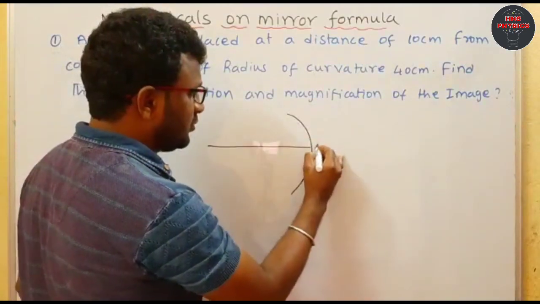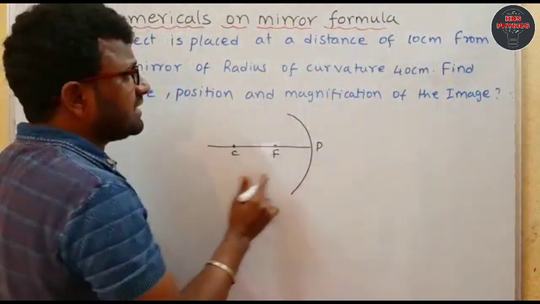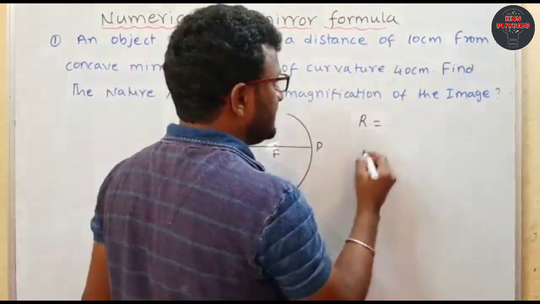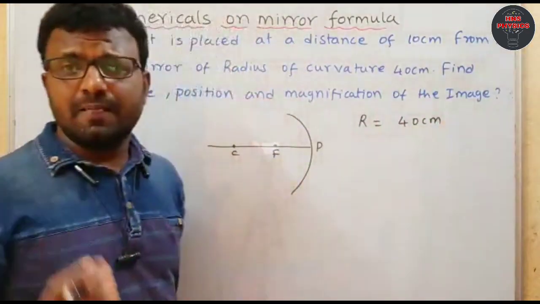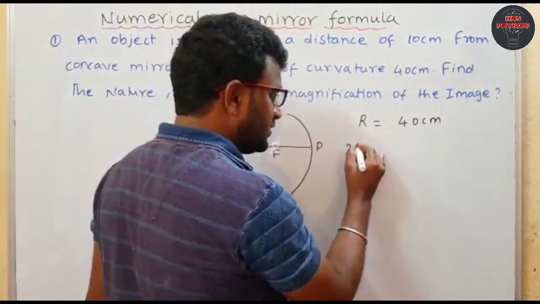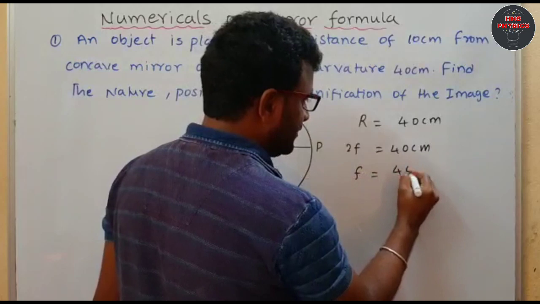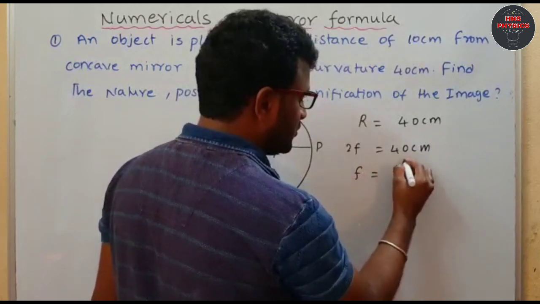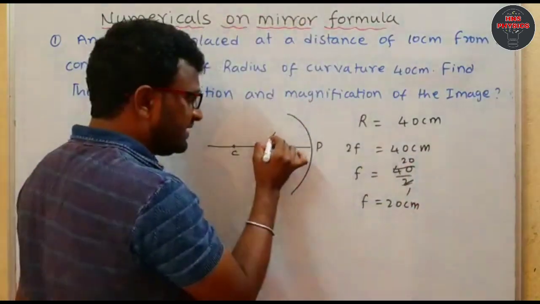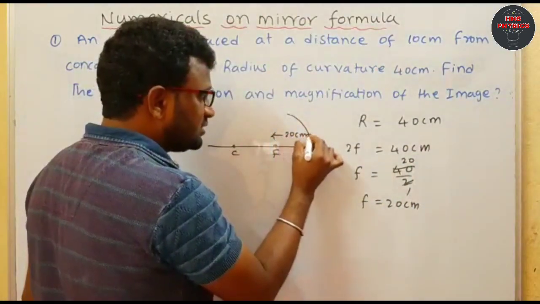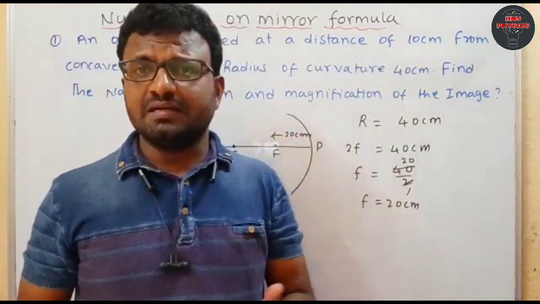Concave mirror means pole, focus and center of curvature. How much focal length and radius of curvature is given in this problem? Radius of curvature is 40 centimeter. But radius of curvature is the double of the focal length. So 2f is equal to 40 centimeter, then f equals 40 by 2, that is 20. So the focal length is 20 centimeter.